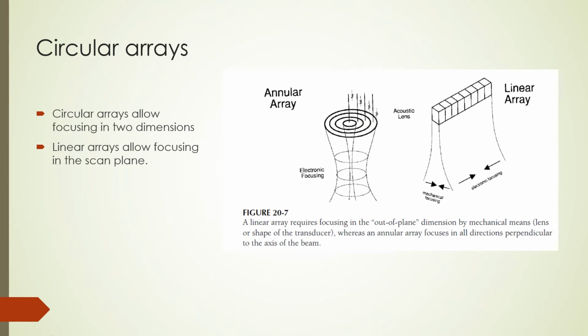Another type of array, the annular array, can focus in all planes perpendicular to the axis of the beam. The annular array shown on this image consists of a series of piezoelectric elements arranged in concentric rings. The beam may be focused at various distances from the transducer by varying the time delays among excitations of the rings. A linear array is also shown on this slide to the right.